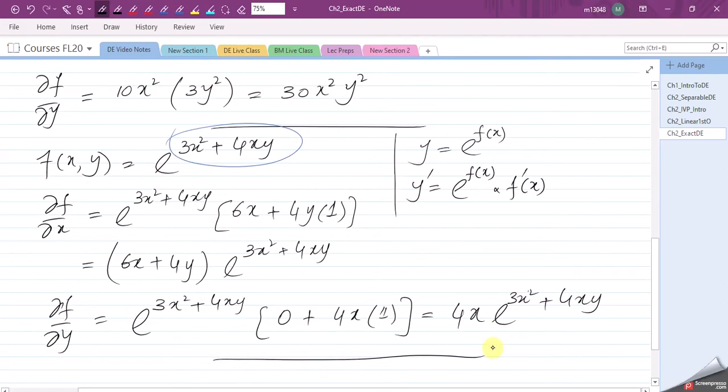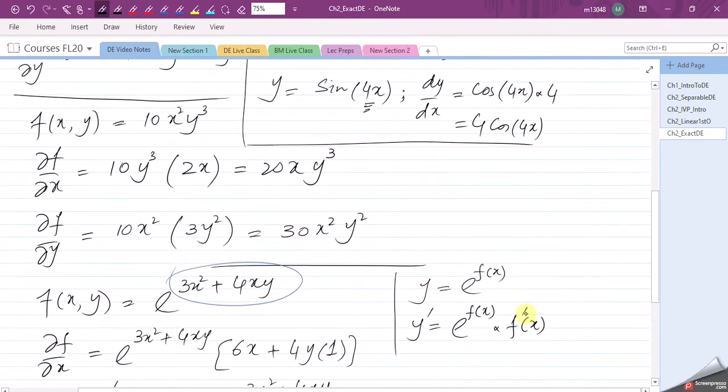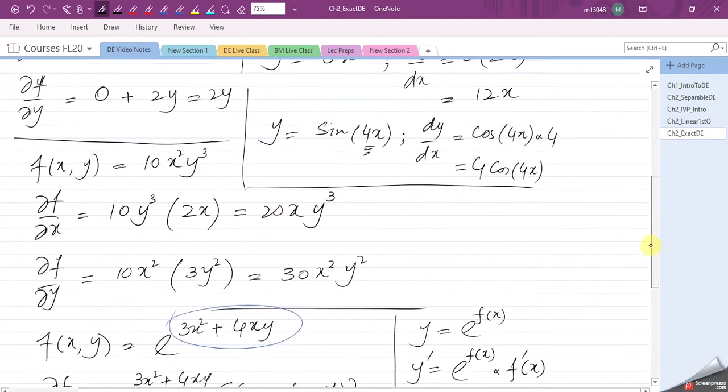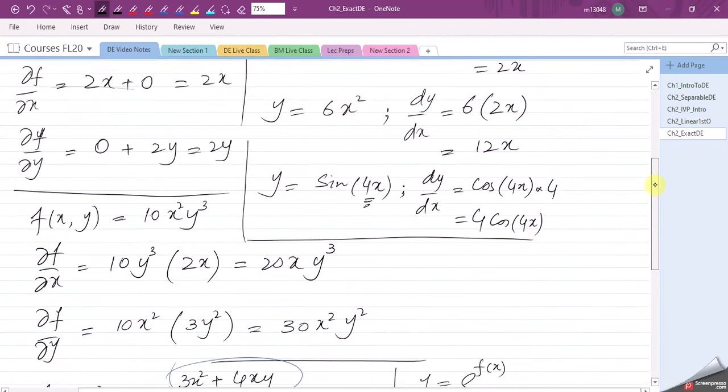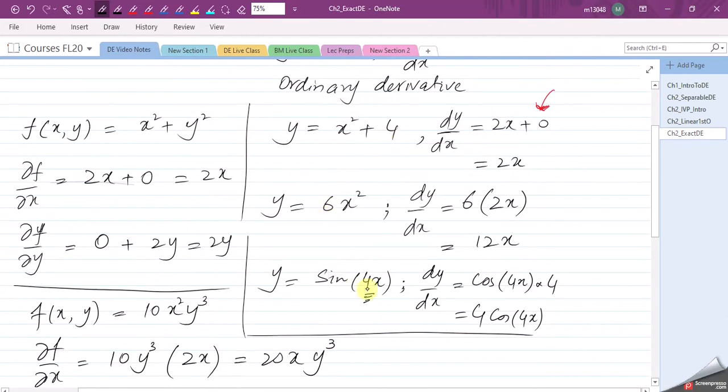So it's almost like standard derivative. The only extra here is that when you deal with x derivative, you treat y as constant. When you deal with y derivative, you treat x as constant, just like we do here in standard derivatives.